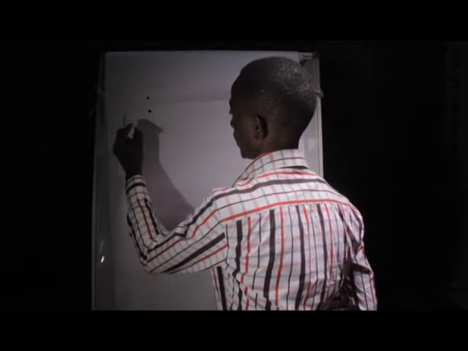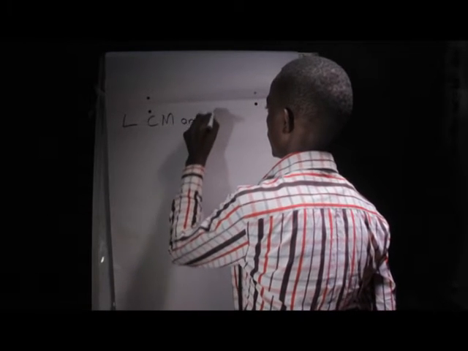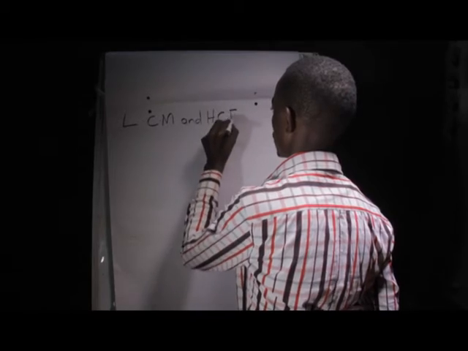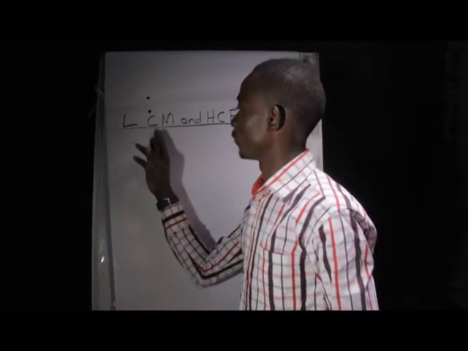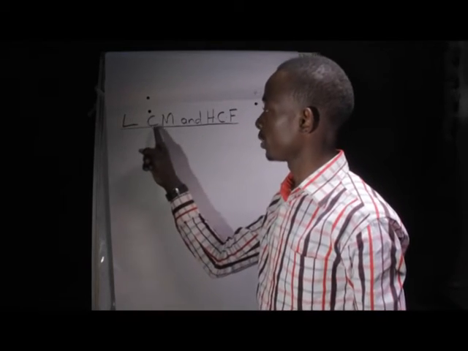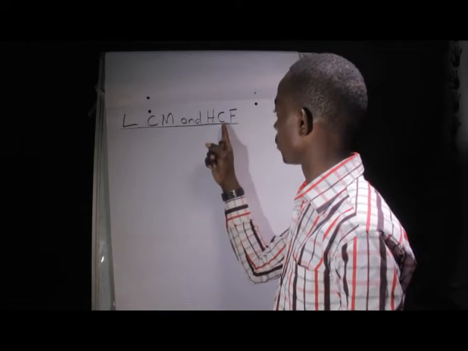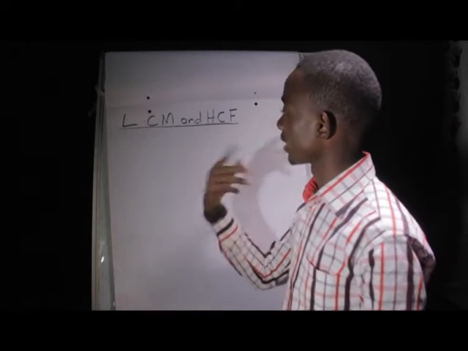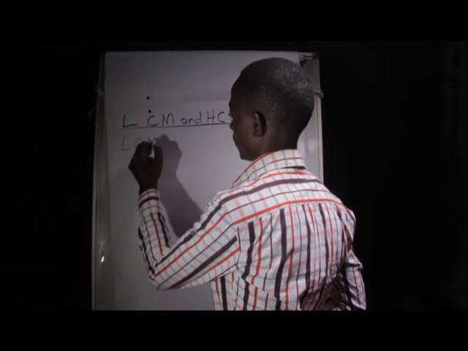We're going to look at the LCM and the HCF. So LCM in full is lowest common multiple, whereas HCF is highest common factor. We can start with LCM. What does it mean when I talk about LCM?